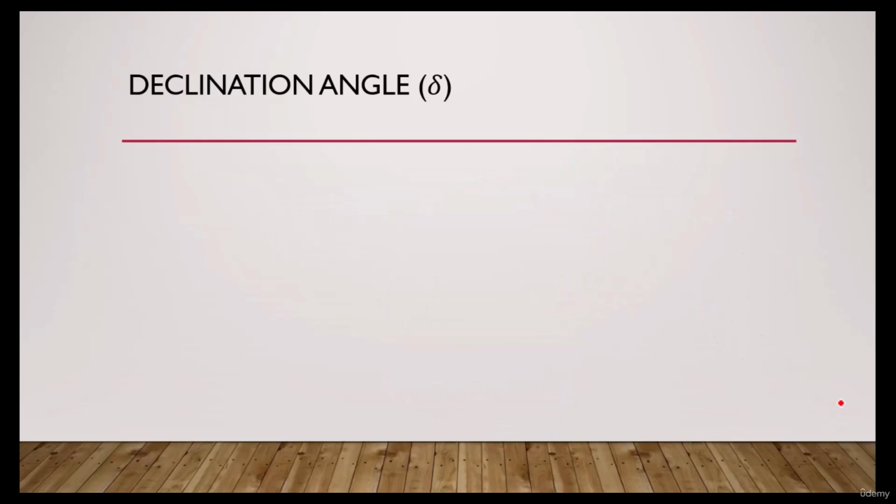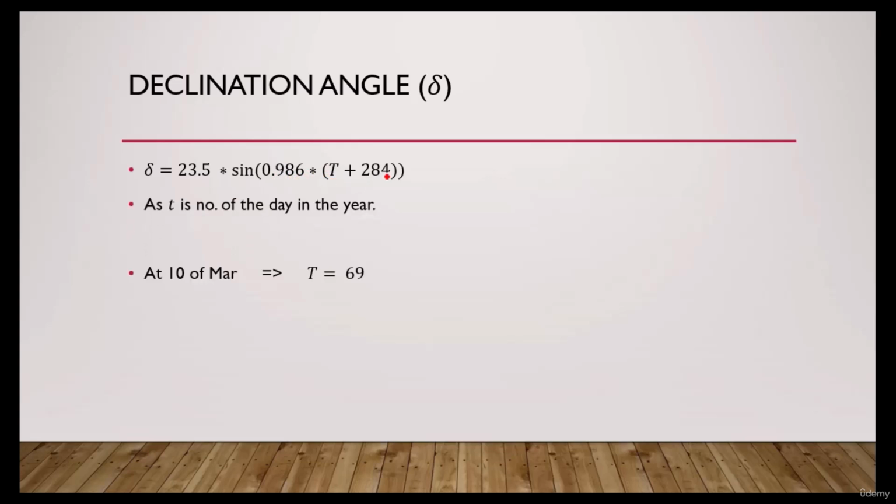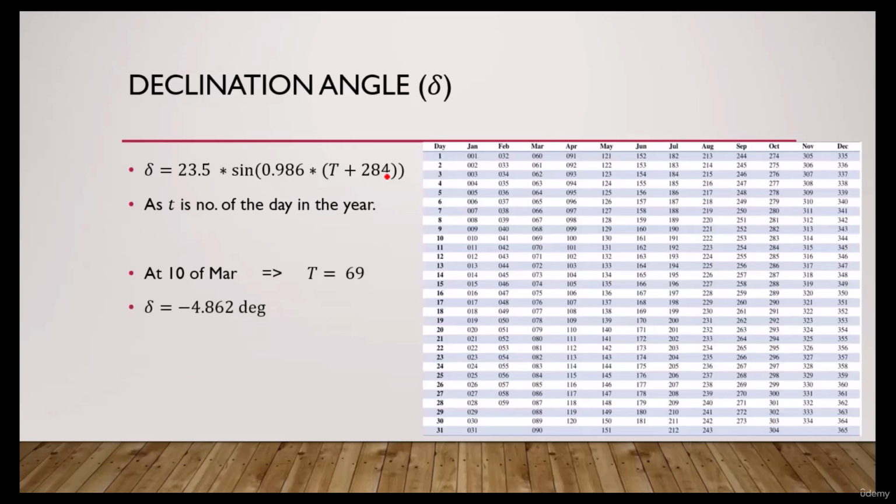Now, let's learn how to calculate the declination angle. As you remember, the declination angle depends on the time of the year. The declination angle can be calculated from this equation: delta equals 23.5 times sine of 0.986 times (t plus 284), where t stands for the day in the year. What is the day in the year? To understand it, let's see this example.